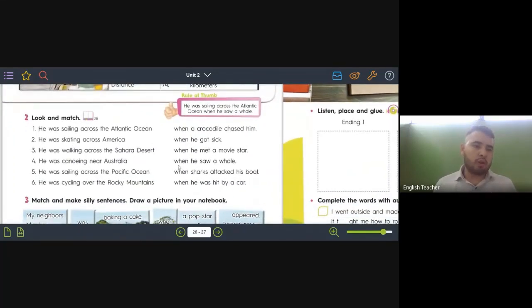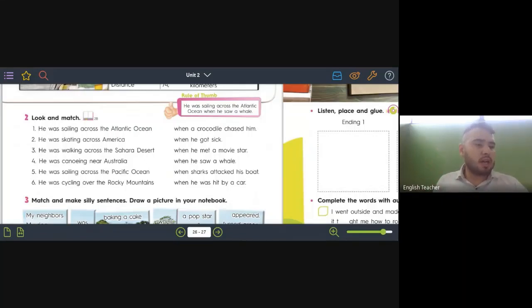Also, we were working on this with the help of your resources book. So we decided that the first event, he was sailing across the Atlantic Ocean, was the number 4, when he saw a whale. As you can see, it is in your resources book. You have to match the images there. So at first, he was sailing across the Atlantic Ocean when he saw a whale. I believe that we almost finished this, but I'm going to explain.